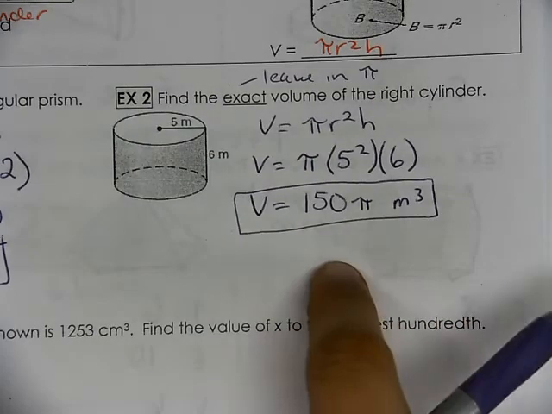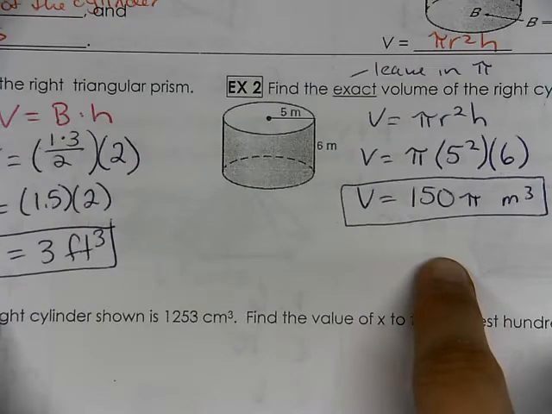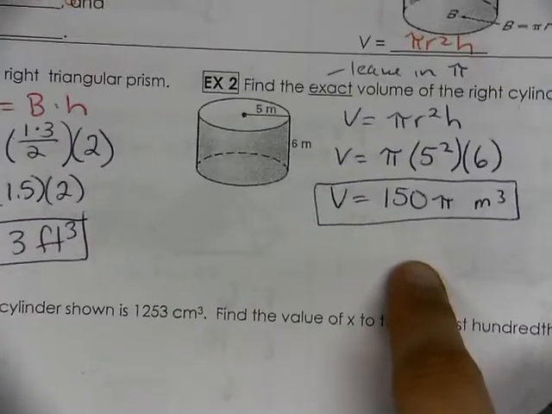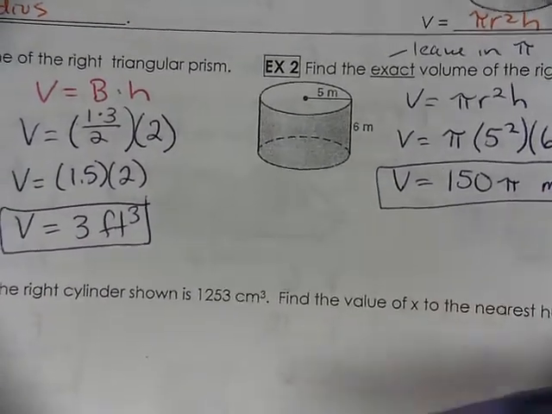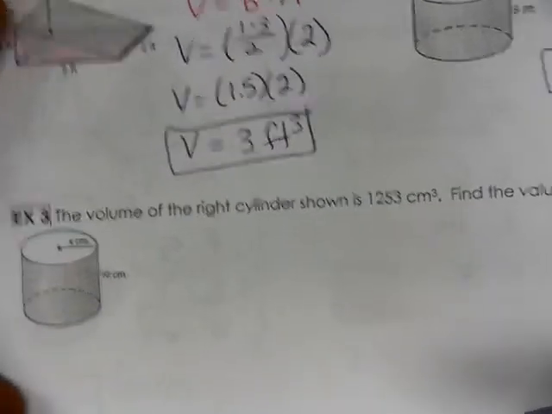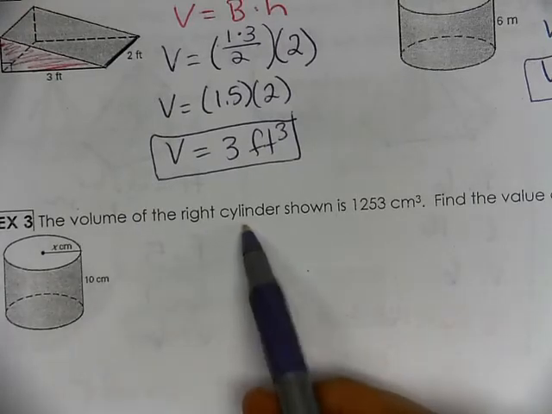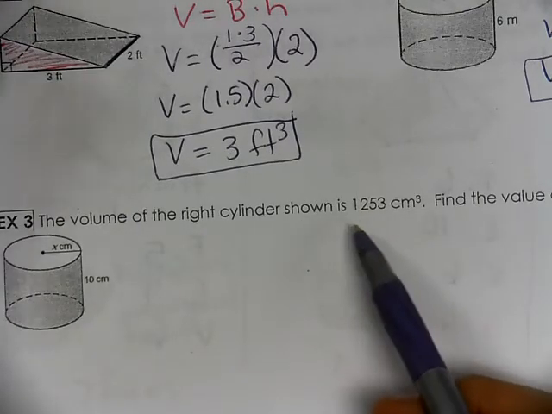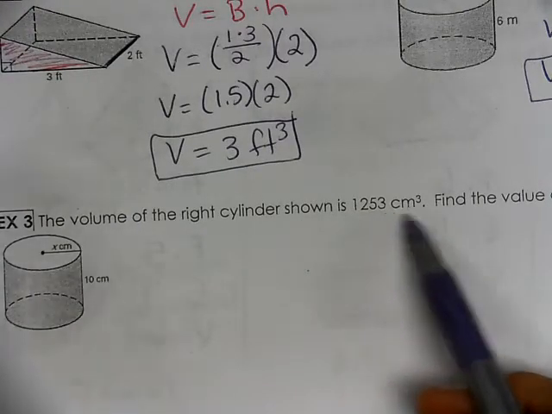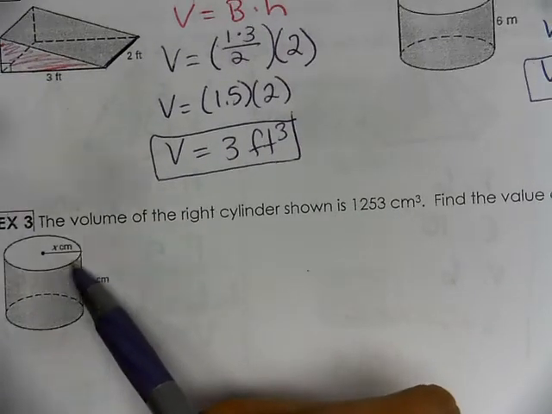You guys have done these problems before in, I think, middle school. Yes? Have you seen volume before? Yes. Example 3, you haven't. Example 3 is like a 10th grade question. The volume of the right cylinder is shown to be 1,253 cubic centimeters. Find x to the nearest hundredth.